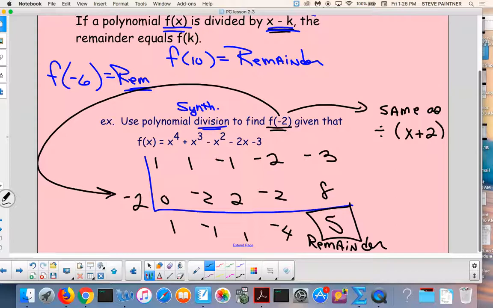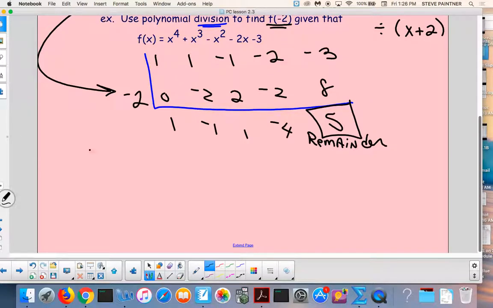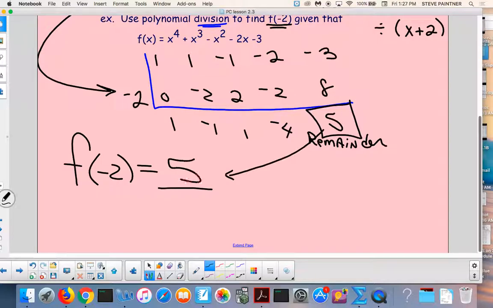5. So how do we write this answer? They want that answer. 5. It's another way to evaluate a function. You don't have to put the number in and work it. You can just simply do synthetic division and understand the remainder is your answer. Good?